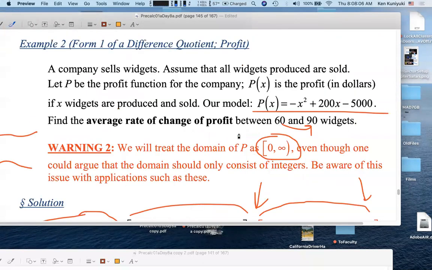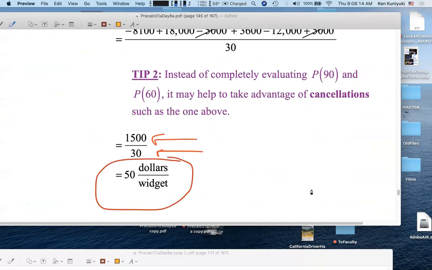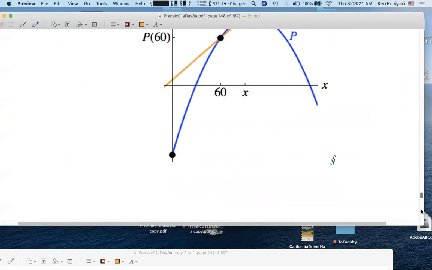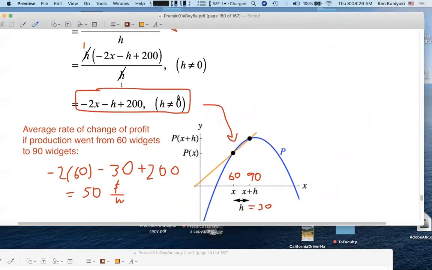Up here, we found the average rate of change of profit between 60 widgets and 90 widgets. Okay, instead of having to go through all this, we had the handy-dandy formula, and we got the same result, $50 per widget. Although, of course, we did use a difference quotient, and we simplified it in order to get this formula in the first place. But now that we have this formula, you can quickly answer questions like, okay, so what's the average rate of change of profit if we go from 100 widgets to 200 widgets? Well, we can do it right now. Negative 2 times x is 100, minus the run h is also 100 if you go from 100 to 200 widgets, plus 200. All right. Negative 200 minus 100, that's negative 300, plus 100, we get negative $100 per widget.